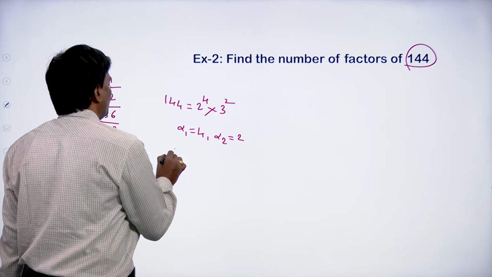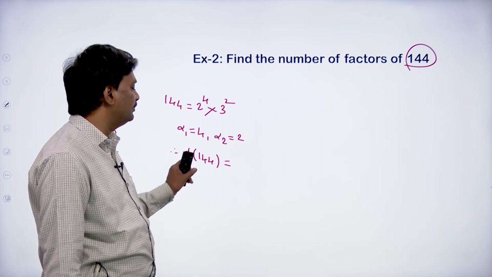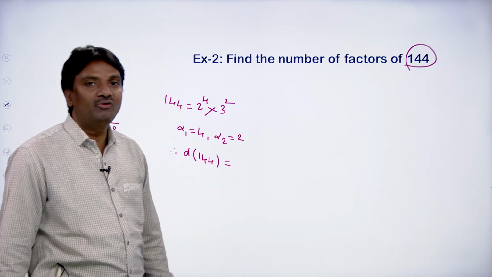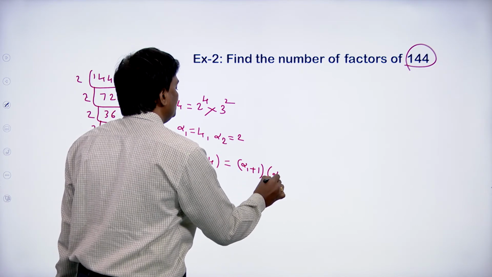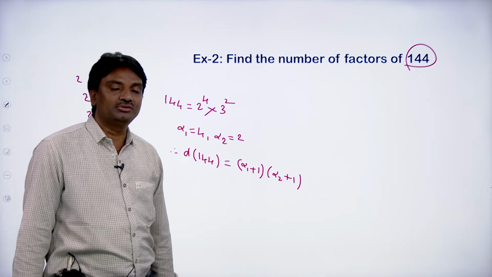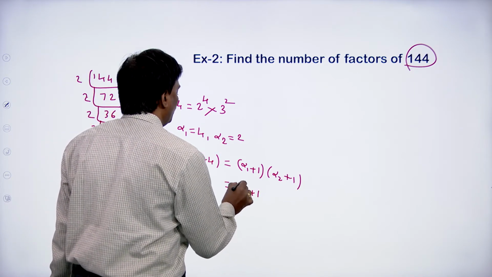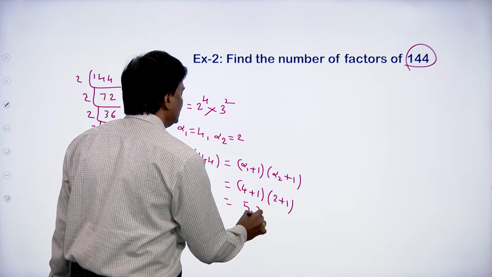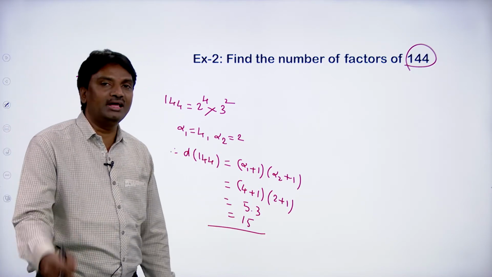Now, the number of divisors of capital N is denoted by D of N, where N is nothing but the given number, that is 144. So D of 144 equal to the formula alpha 1 plus 1 into alpha 2 plus 1. Here we have only two values, alpha 1 and alpha 2. So alpha 1 plus 1, 4 plus 1, into alpha 2 plus 1, 2 plus 1. 4 plus 1 is 5, 2 plus 1 is 3. So that is 15. By writing all the divisors of 144 and counting them, you will get 15.